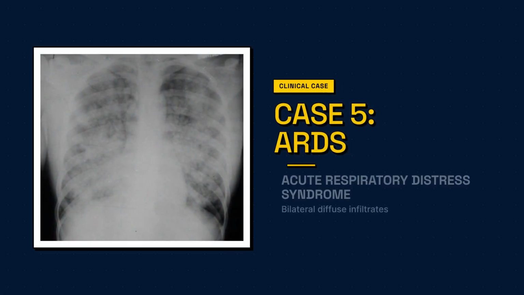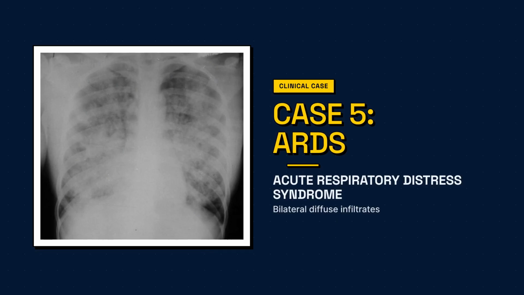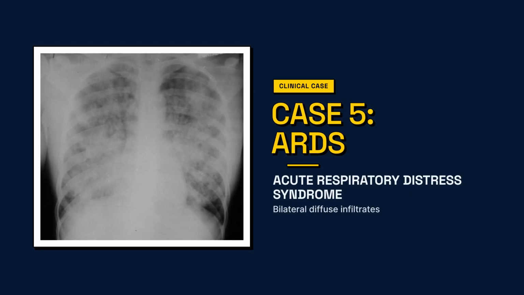Case 5. A 30-year-old patient with severe sepsis develops progressive respiratory failure. Chest X-ray shows diffuse bilateral alveolar opacities. Arterial blood gas shows a PaO2 to FiO2 ratio of 150. What mechanical ventilation strategy improves mortality? A. High tidal volume.